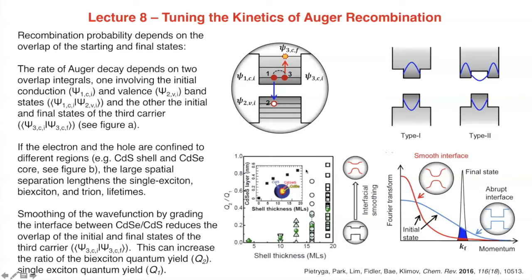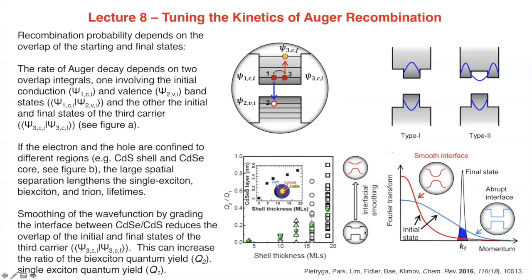Okay, so one of the ways that my group has been pursuing, along with others, is grading the alloy between cadmium selenide and cadmium sulfide. So we've talked about thickening the shell of cadmium sulfide to allow the electrons to separate from the holes. And that reduces the Auger recombination kinetics and also the radiative recombination kinetics. And you can also grade the interface between the two, okay?